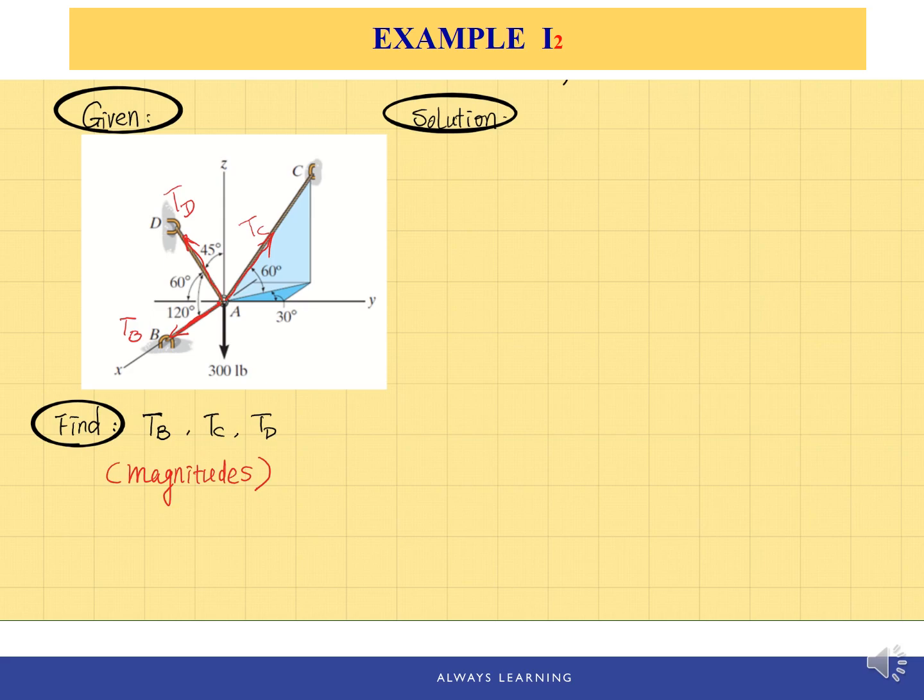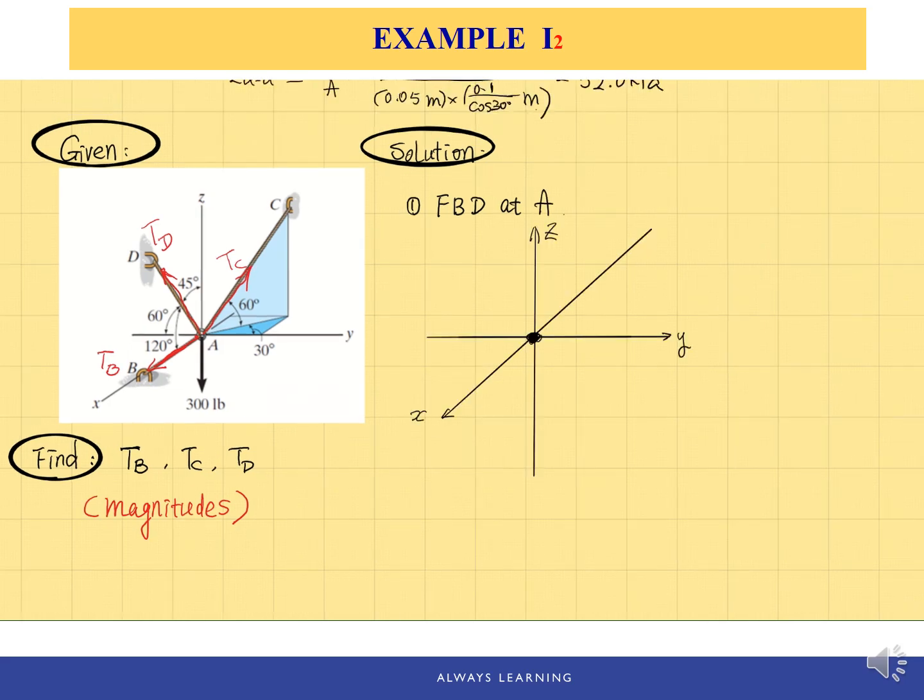To solve this equilibrium problem, the first step is to draw the free body diagram. In this case, we're going to draw the free body diagram at particle A. We put particle A as a point, and this point will be the origin of the coordinate system. So we have X, Y, and Z coordinates right now.